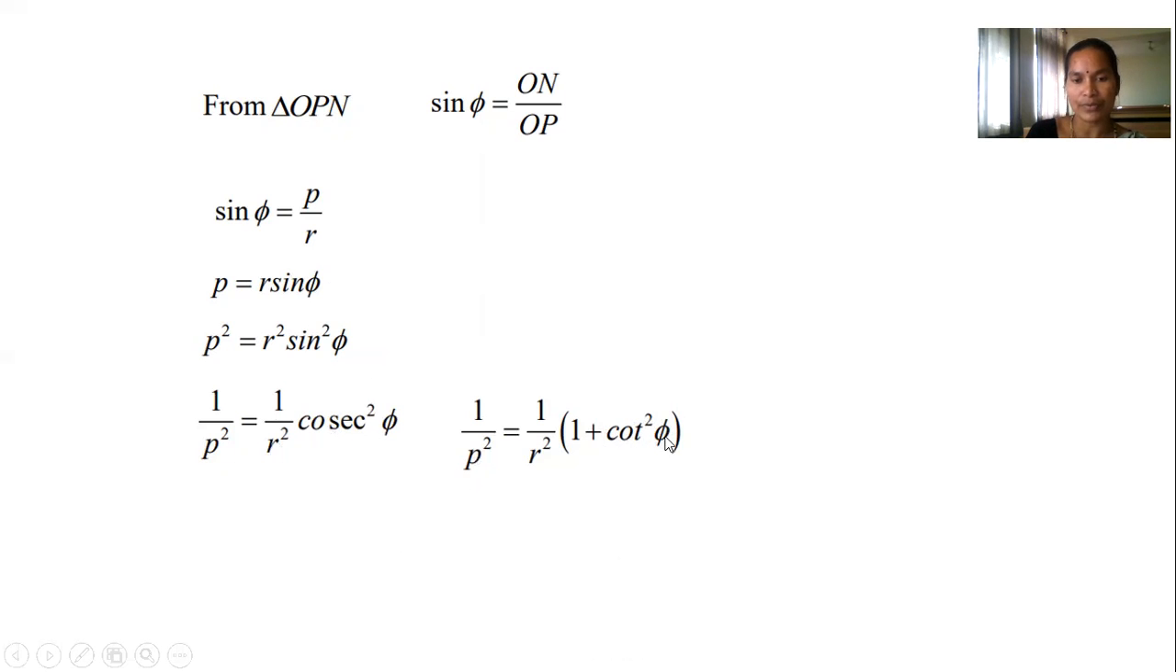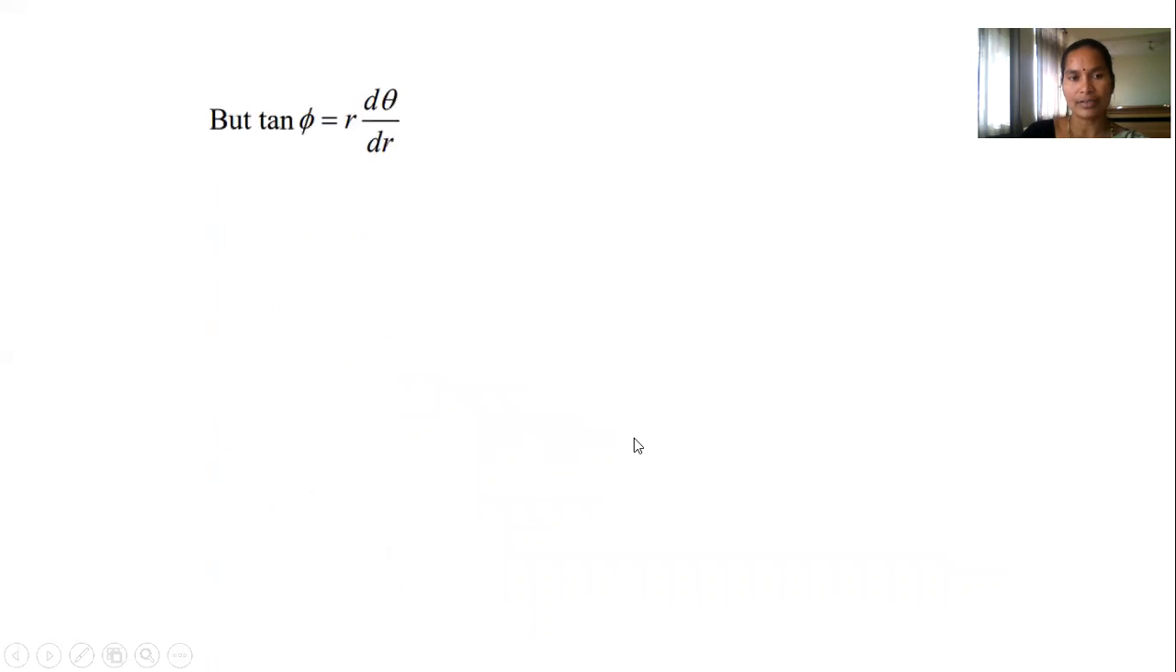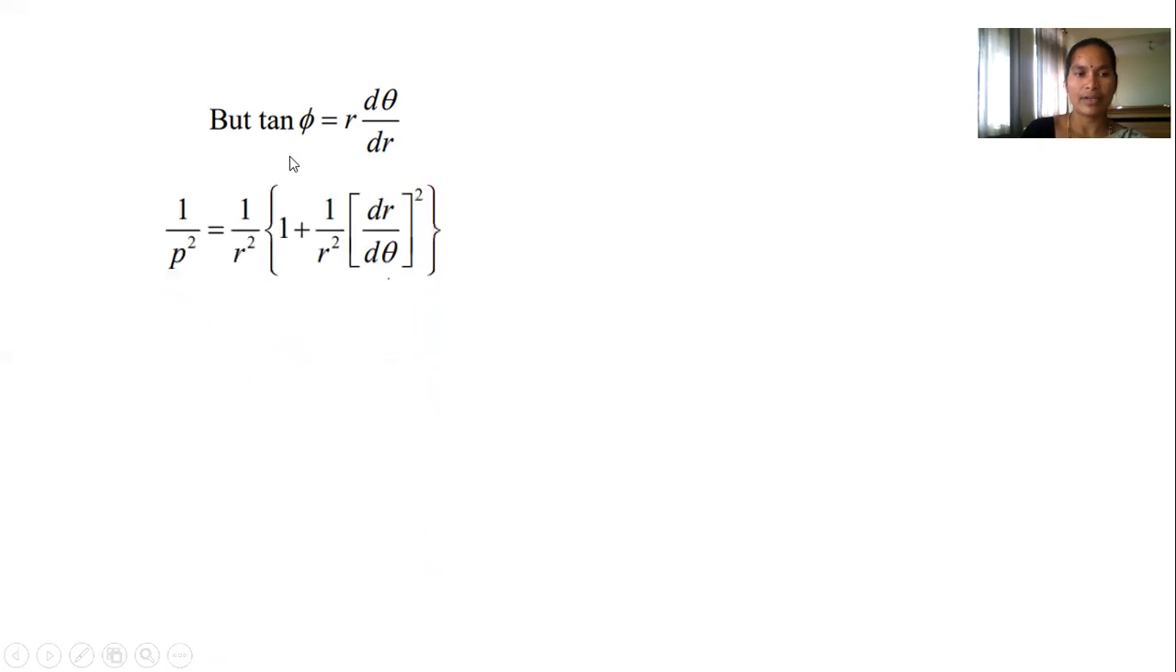This value we can substitute with the help of the equation we know for the angle between the radius vector and the tangent. It is given by tan phi equal to r into d theta by dr. We can convert cot phi as 1 by tan phi, that is 1 by r into dr by d theta. Therefore 1 by p square is equal to 1 by r square into (1 plus cot square phi).